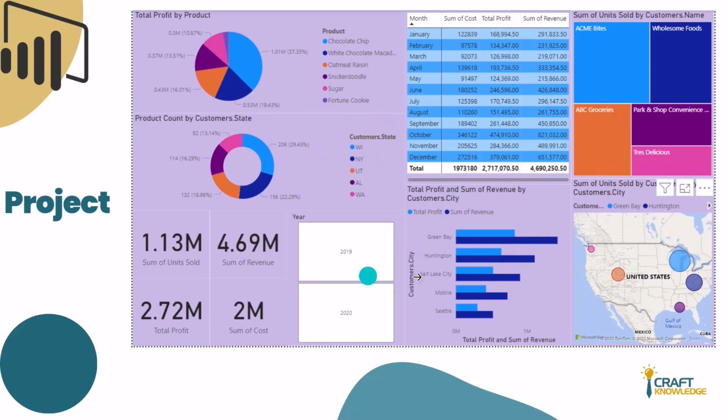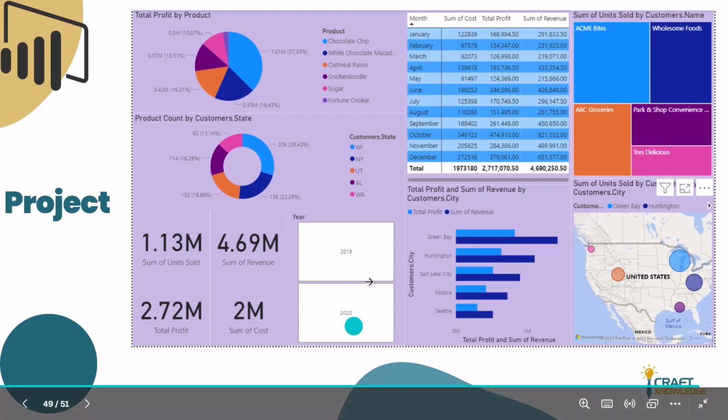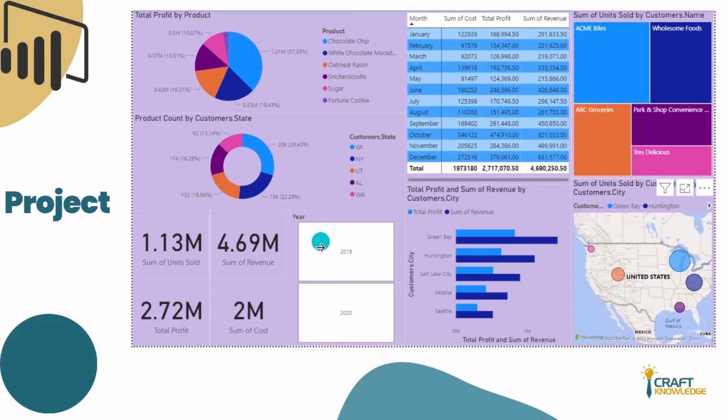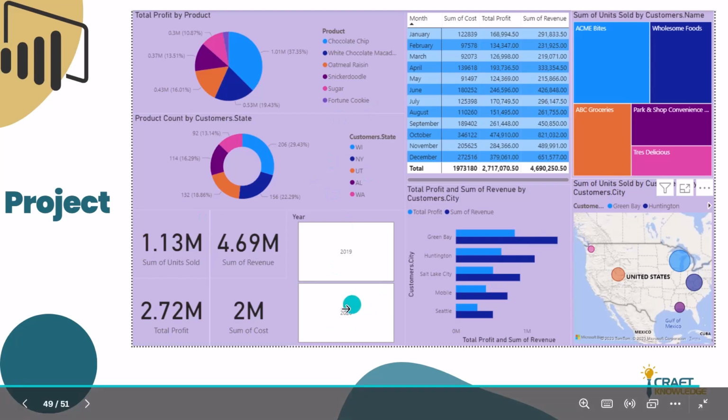This is the kind of dashboard that we are going to build up, and it is going to be a very interactive dashboard, which means that, for example, here you can see we have years. In our data we have only 2 years, 2019 and 2020. If I'll click on 2019, all the data will be updated according to this filter. Only the data of 2019 will be displayed all over. And if I'll click on 2020, only the data of 2020 will be displayed.